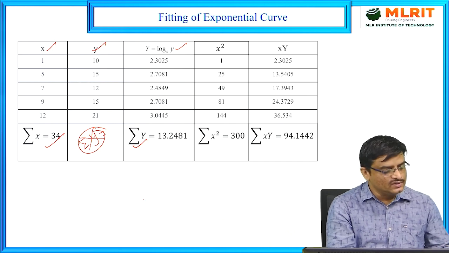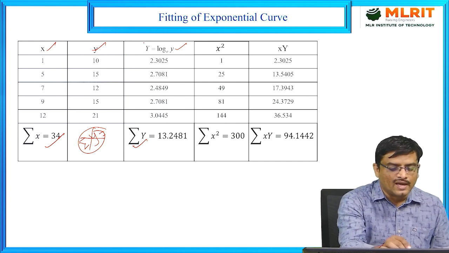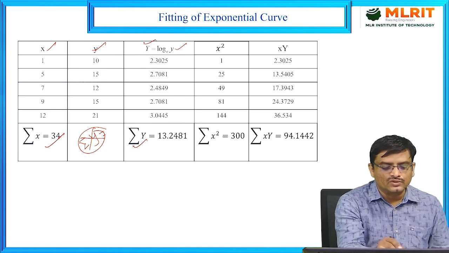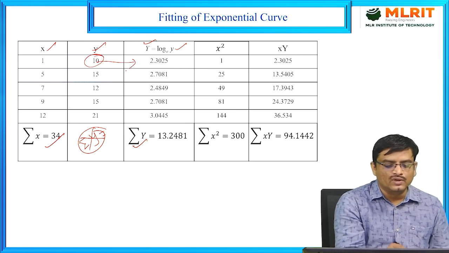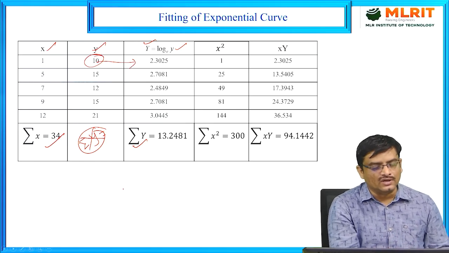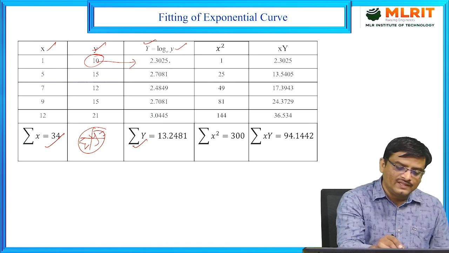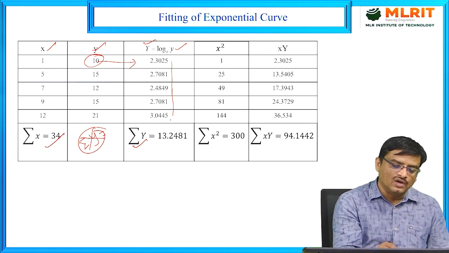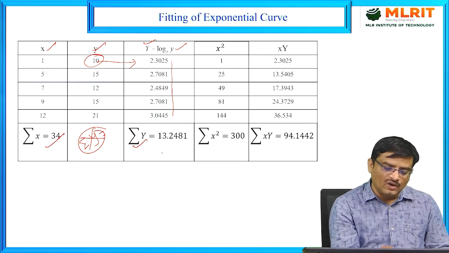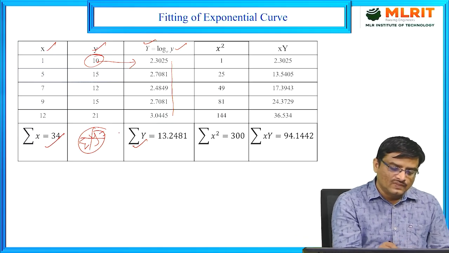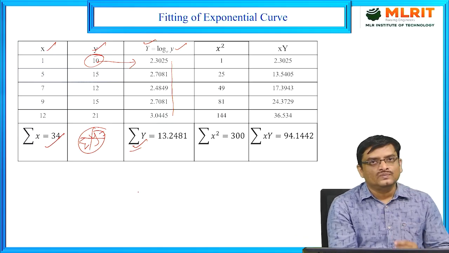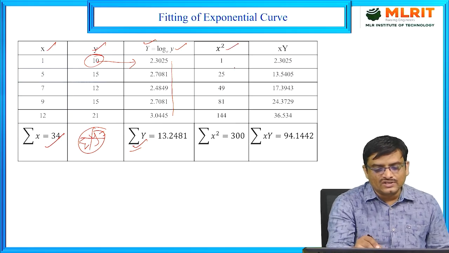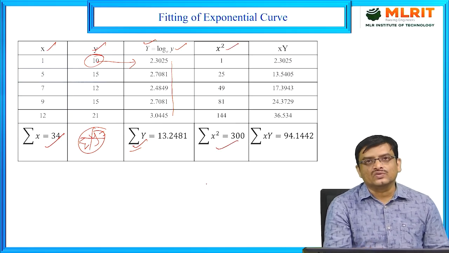What is the relation we have considered for capital Y? Capital Y is equal to log y to the base e. We already know the values of y. For each value, you find the natural logarithm value. Like this, you get all the log values of y, and you find the sum of these, and you will get summation capital Y. And similarly get the x square values, summation x square.